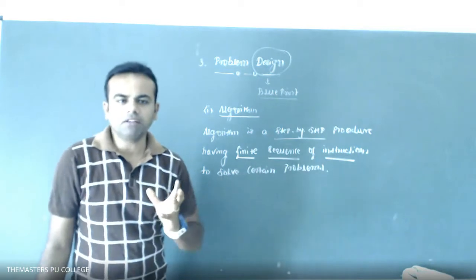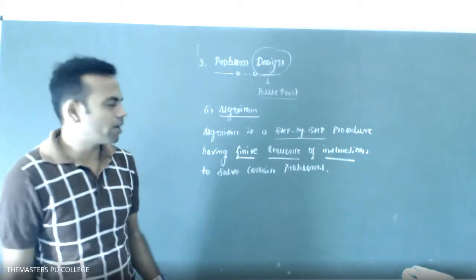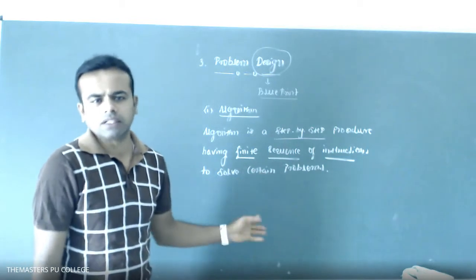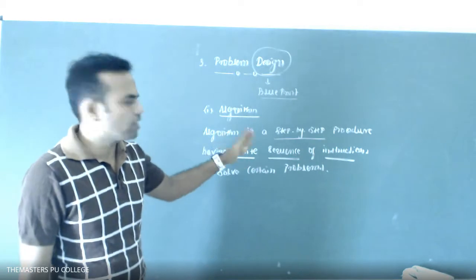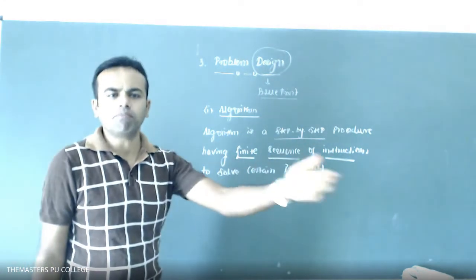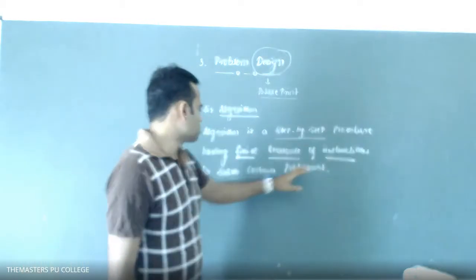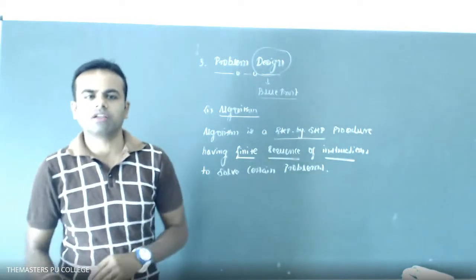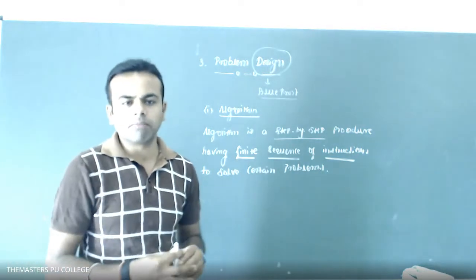What do you mean by finite? It means countable. Steps can be written up to n, so there should be some meaning in it. That should be countable, and each step should solve some problem. A sequence of instructions to solve certain problems. Anything you can solve, but I gave an example in the previous class.